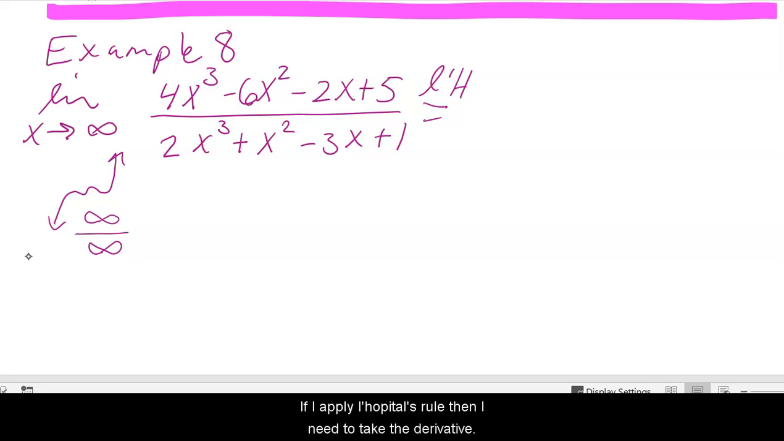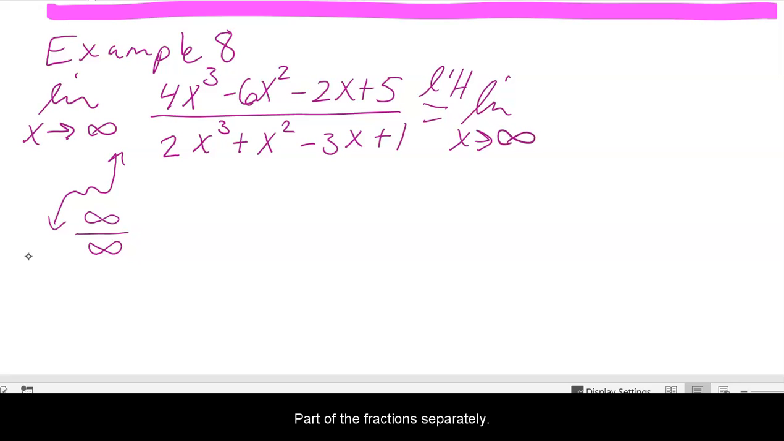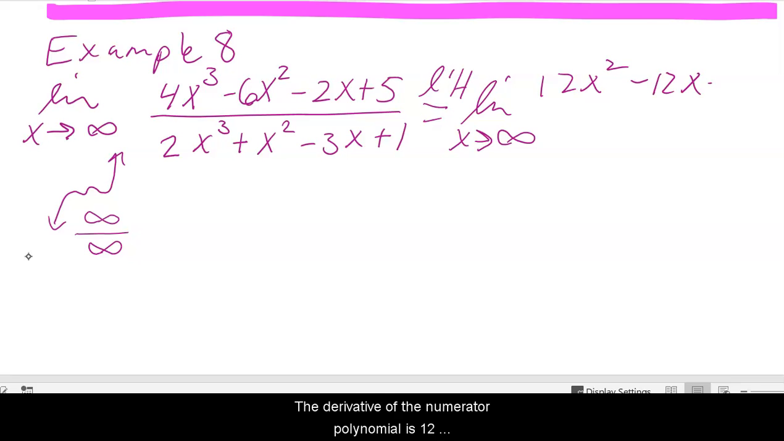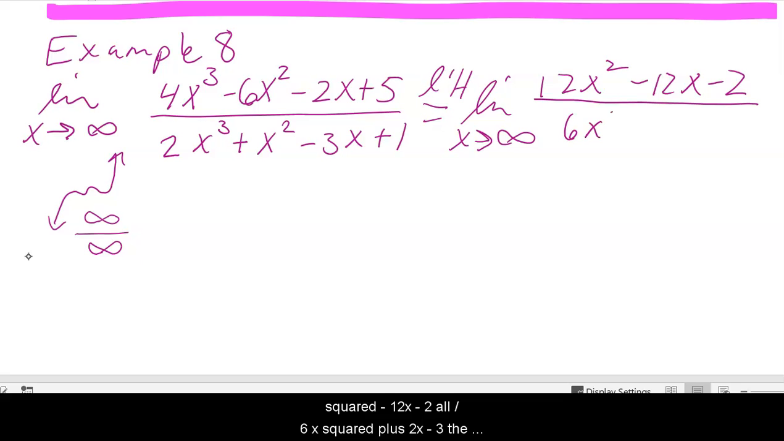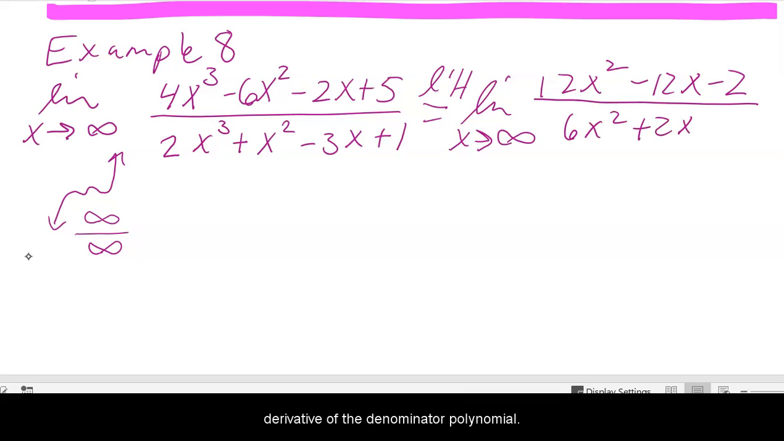If I apply L'Hopital's rule, then I need to take the derivative of each part of the fraction separately. This is not the derivative of the quotient, because that would invoke the quotient rule. This is instead L'Hopital's rule. The derivative of the numerator polynomial is 12x squared minus 12x minus 2, all divided by 6x squared plus 2x minus 3, the derivative of the denominator polynomial.